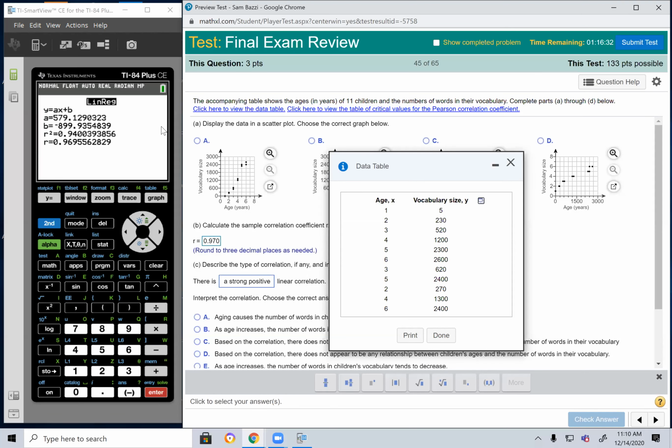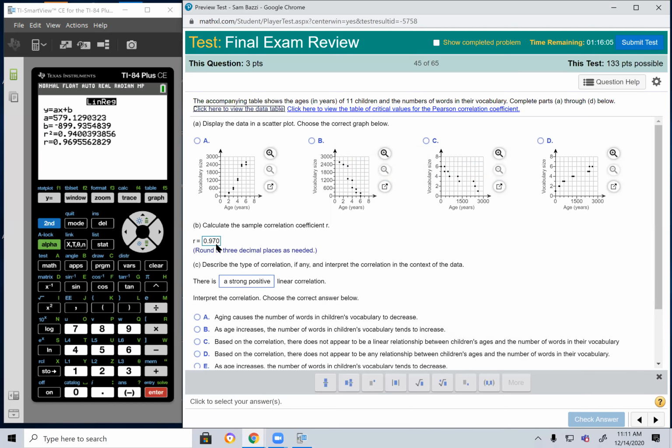Resume recording. So now I'm going to resume recording. I'm going to repeat what I did, guys. After you enter the data in L1 and L2, you go to stat, calc, number 4, enter. And you get R, which to 3 decimal places is 0.97.